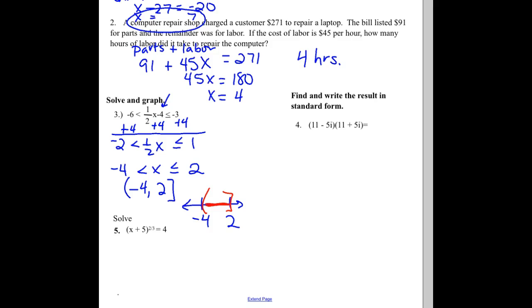Question 4 says to find and write the result in standard form. We have complex numbers here, so we are going to FOIL this out. 11 times 11 is 121. Outsides gives us 55i, and insides gives us negative 55i. So those are going to cancel each other out. And then our last term is the negative 5i times positive 5i, which is negative 25i squared. But i squared is defined to be negative 1, which turns that into a positive 25. So we really have 121 plus a positive 25, or 146, once the insides and outsides are canceled out.